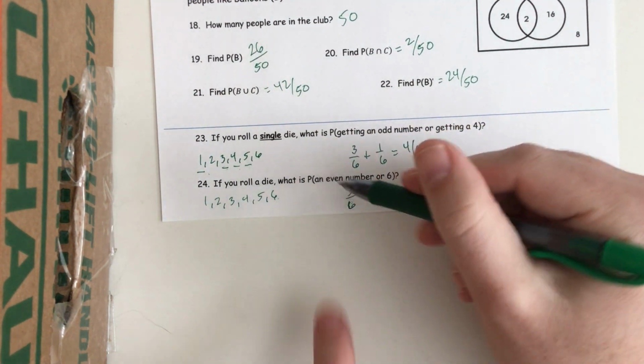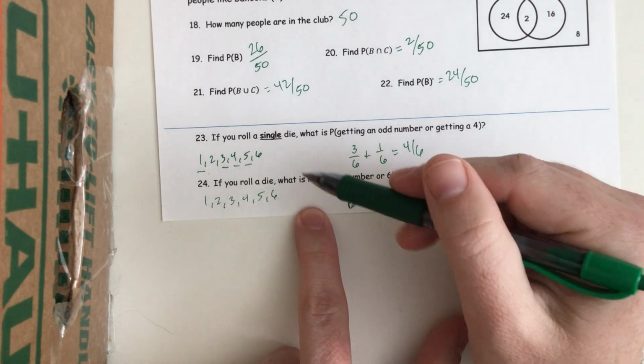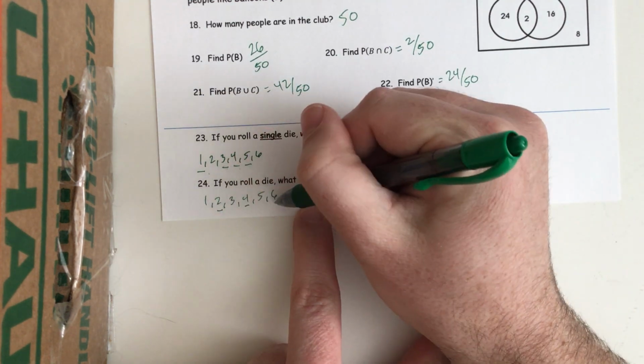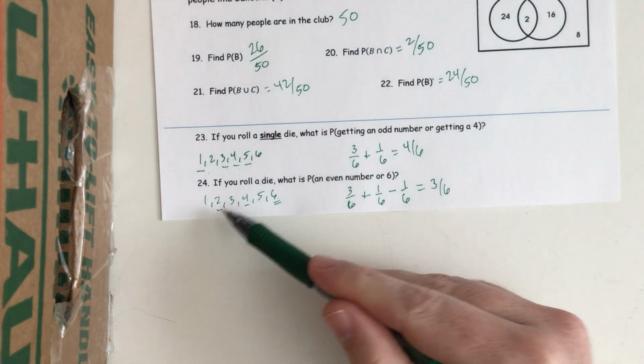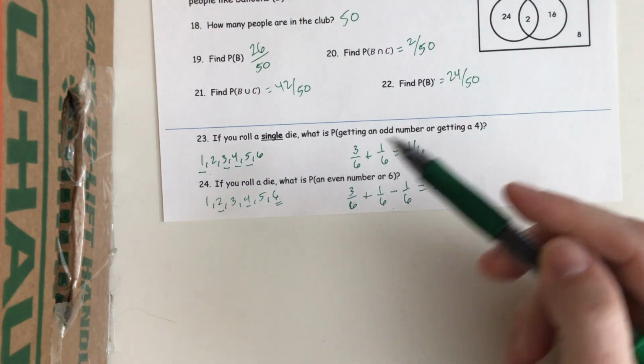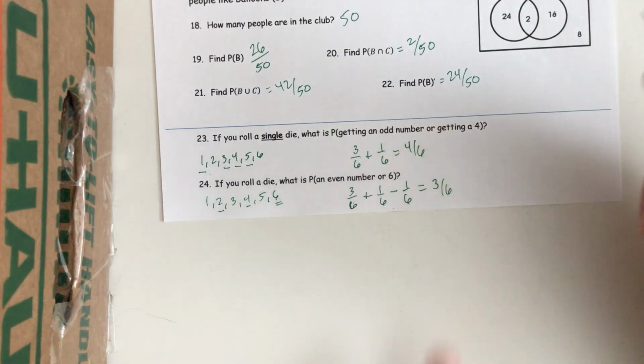And if I do 3 over 6 plus 1 over 6 minus 1 over 6, we get 3 over 6. And again, if you write it out and just look at it, my even numbers were 2, 4, and 6. And a 6, well, that's a 6. There are still only 3 choices out of the 6, and that's what we wanted to get.